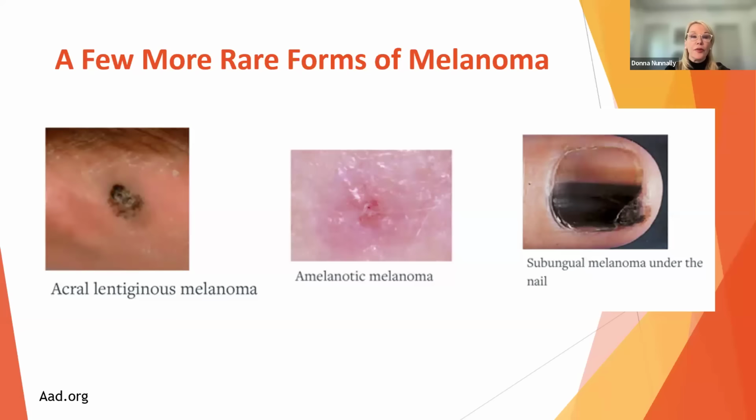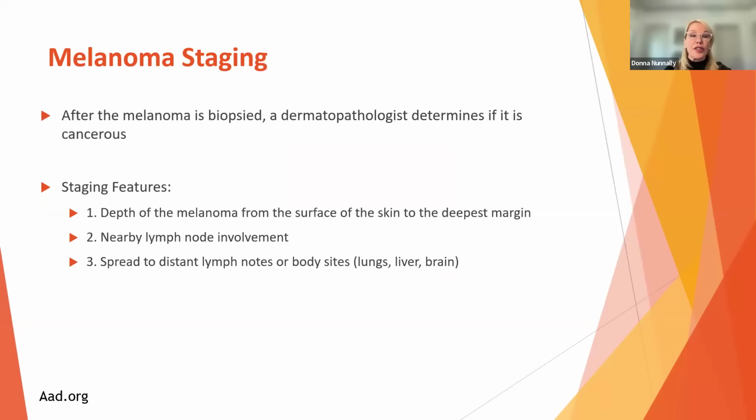So what happens at this point? If a lesion is suspicious, a biopsy is done and sent to a dermatopathologist who determines if it's cancerous. And if it is, they want to know how much it's grown and how far it's spread, which is called staging. The 3 most important staging features are first, the depth of the melanoma from the surface of the skin to the deepest margin, because the shallower the melanoma, the better the prognosis. Second, if there is nearby lymph node involvement. And third, if it's spread to distant lymph nodes or other body sites.